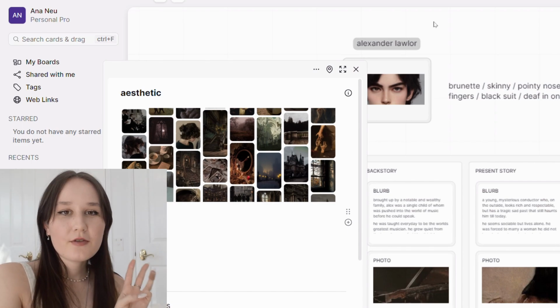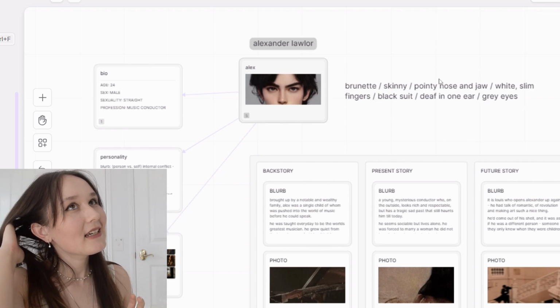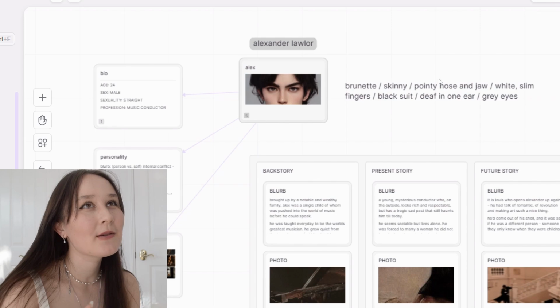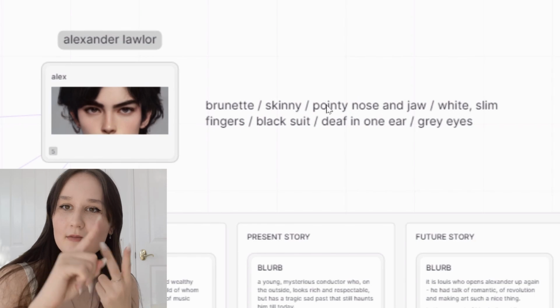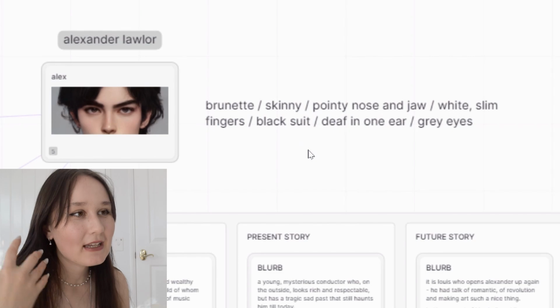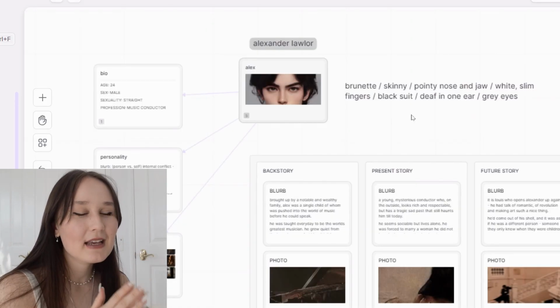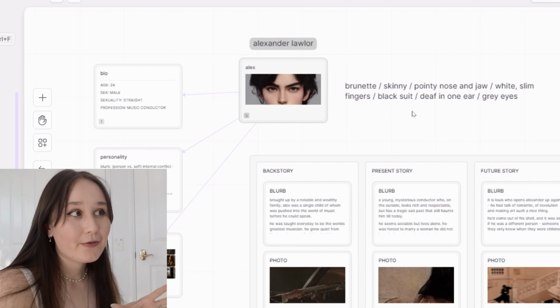So that's the main three things that you really need to think about in order to brainstorm your characters. But over here, I have a cute little caption, which is basically what I put in brainstorm sometimes when a random quirk or personality piece really strikes me about Alex. This is what I look to when I think about Alex: he's a brunette, he's skinny, he has a pointy nose and jaw, he's white, he's slim, he has a black suit, deaf in one ear, grey eyes. They're very quick things that I think are helpful to sometimes see on your dashboard or page for your character.